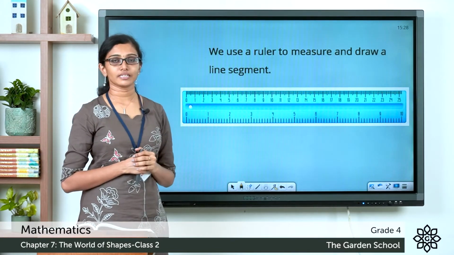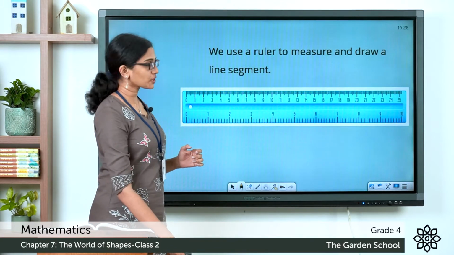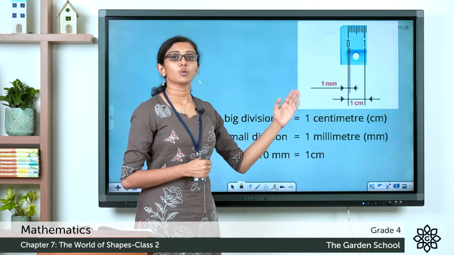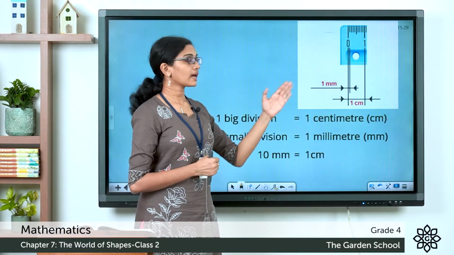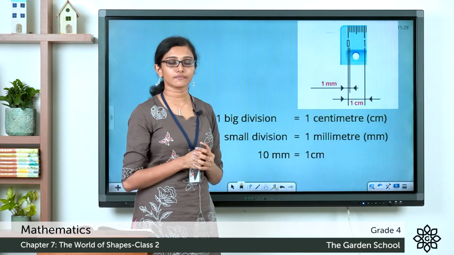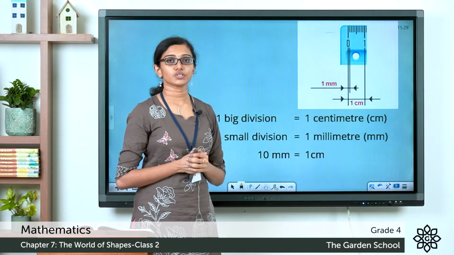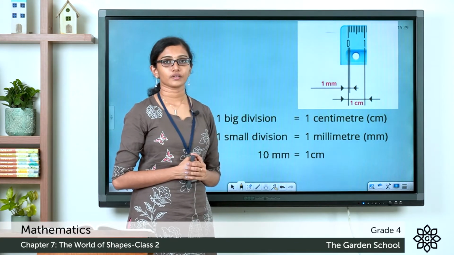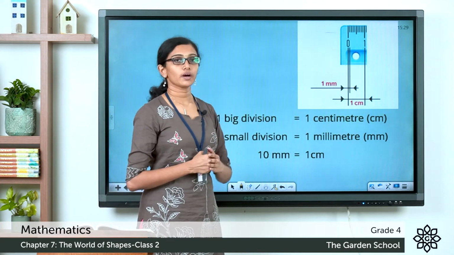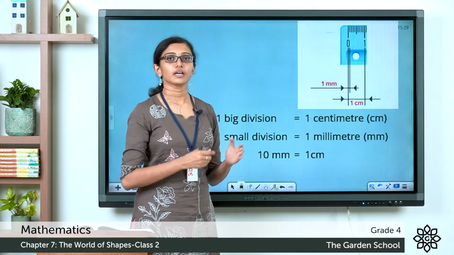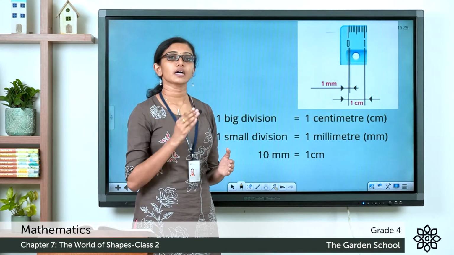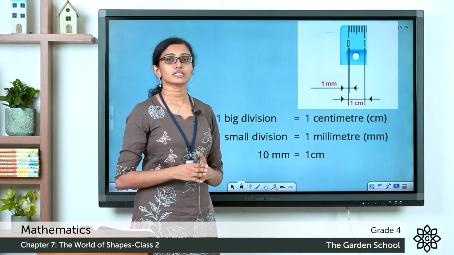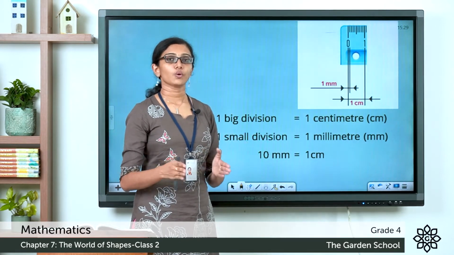And along the side where the centimeters are marked like this, you can see bigger and smaller divisions. So each big division, like between 0 and 1, 1 and 2, 2 and 3 and so on, we can see bigger divisions, and each bigger division represents 1 centimeter. So between 0 and 1 it is 1 centimeter. Between 1 and 2 it is another 1 centimeter. Between 2 and 3 it's again 1 centimeter, and it goes on like that.